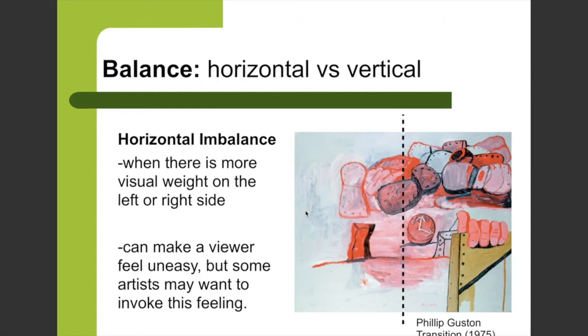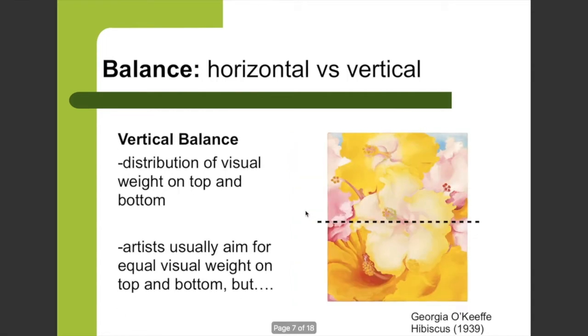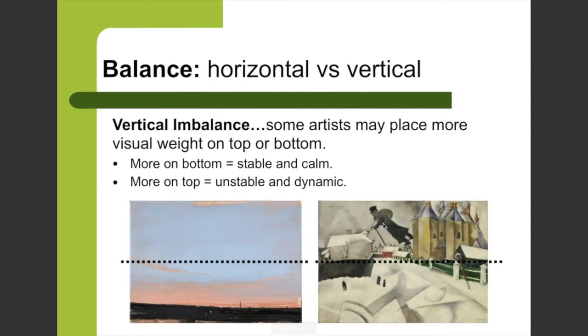They're trying to describe a moment of transition, and a moment of transition can feel uneasy or imbalanced. So although in most cases, most 2D artists will aim for horizontal balance, equal visual weight on the left and right hand sides, in some cases the artist may aim for horizontal imbalance, to intentionally make the viewer feel uneasy. Vertical balance is when we're talking about visual weight on the top and bottom. Artists generally want equal visual weight on the top and bottom of their composition. However, in some cases, artists may want more visual weight on the bottom or more on the top.